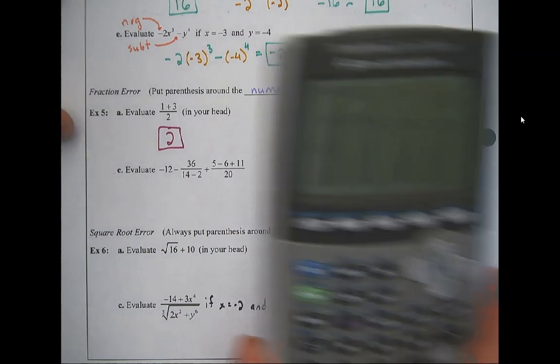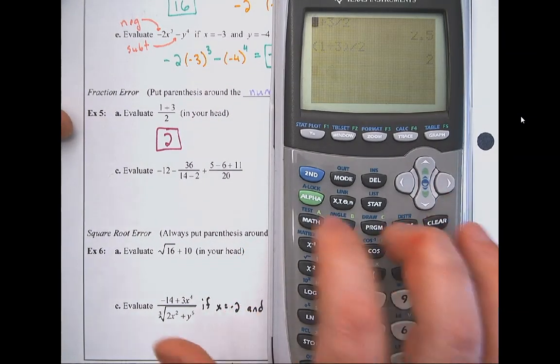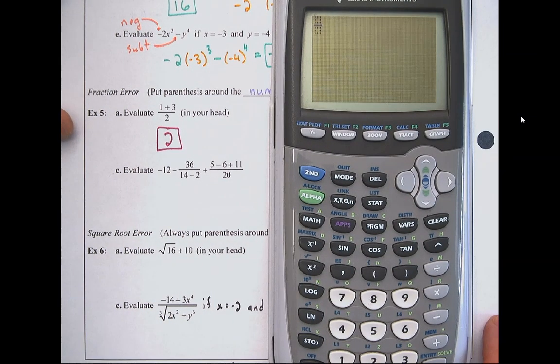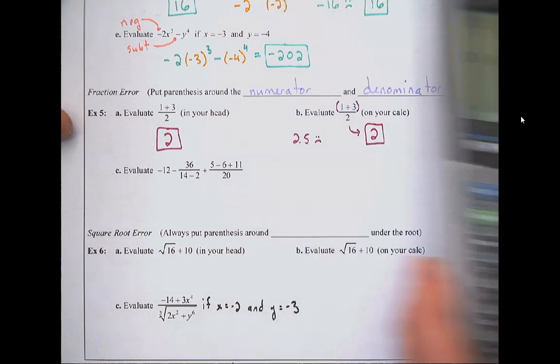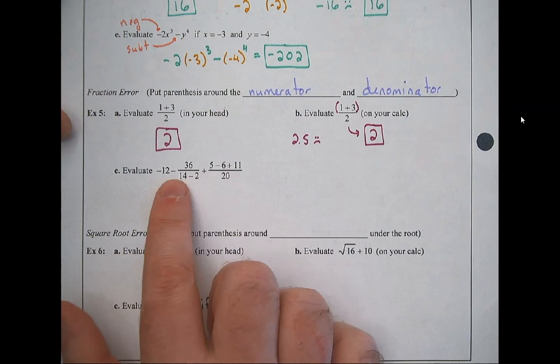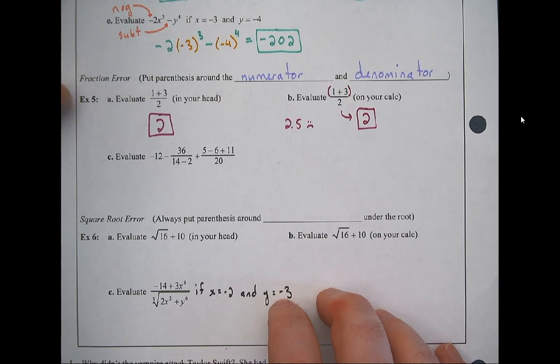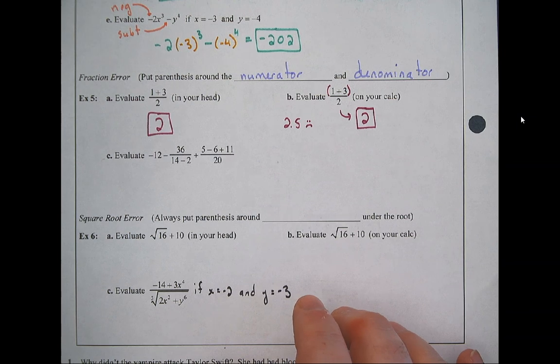Or if you have a fancy calc, remember that alpha F1 N over D allows you to pick a numerator and a denominator. So I can put the 1 plus 3 up there and then the 2, and I don't need parentheses, but you've got to have the new operating system to do it. Okay, let's pretend like you don't have the new operating system. Where would you need to put parentheses in this problem to be able to get the correct answer?